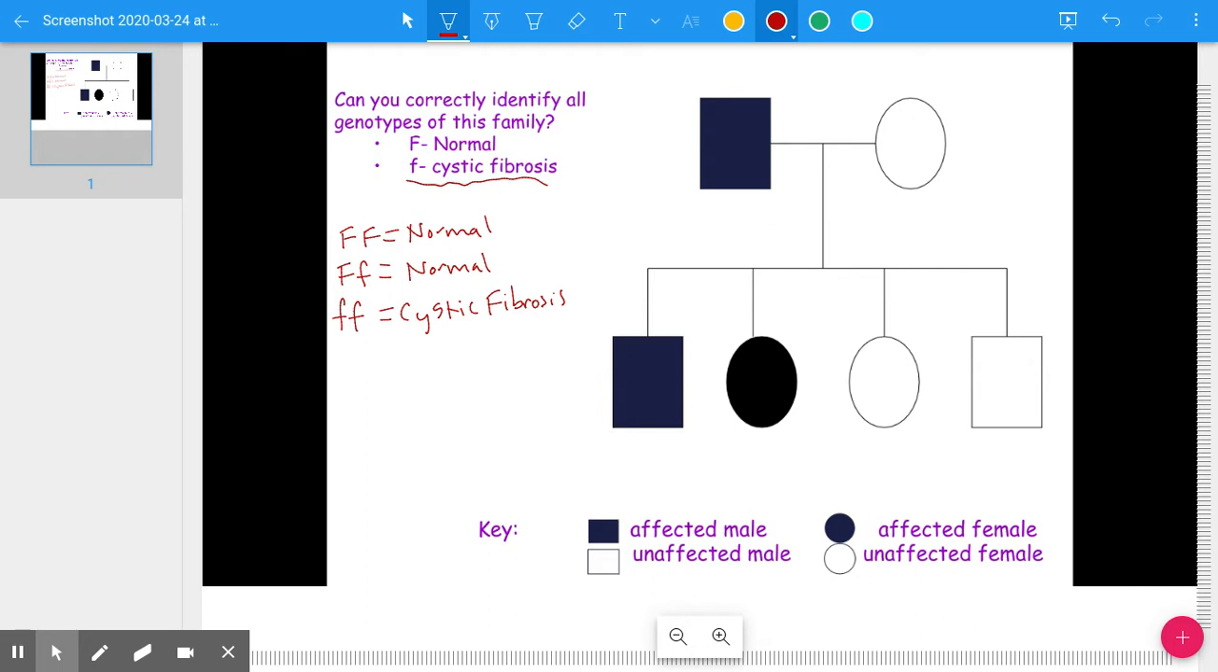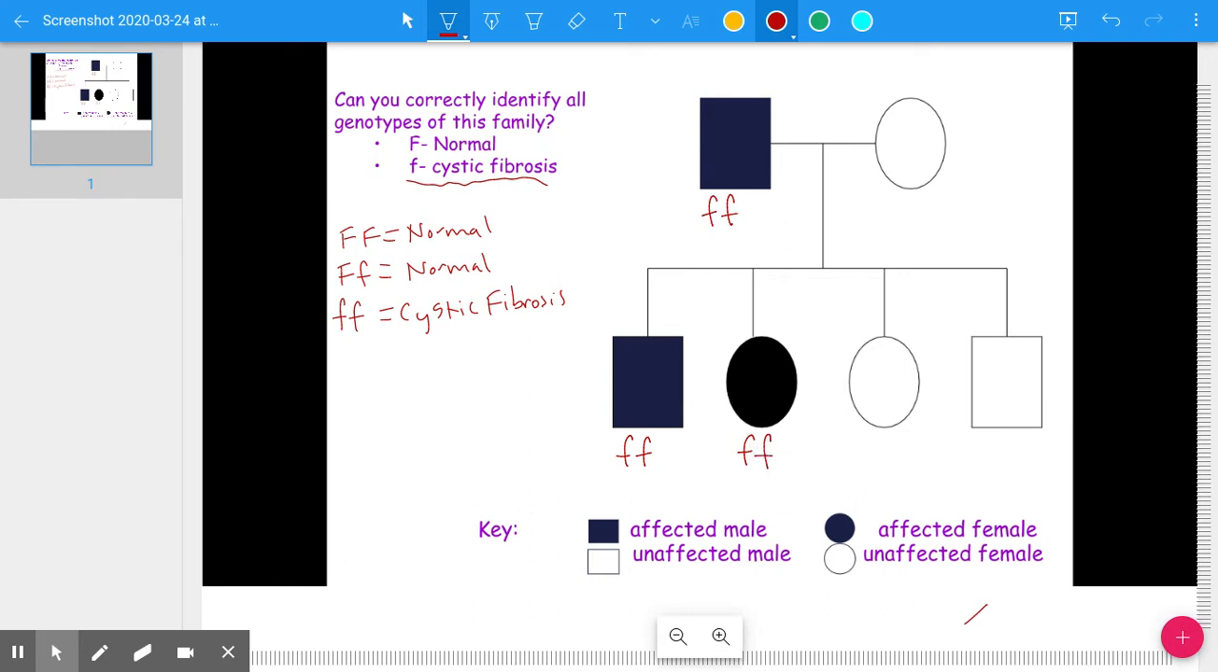Okay. So the easiest one to do first is identifying the genotypes of the people who have cystic fibrosis, because for the people who have cystic fibrosis, there's only one possible genotype. That's the homozygous recessive one. So I'm going to go ahead and fill that in. For every person who has cystic fibrosis, I know what their genotype is. It's homozygous recessive.